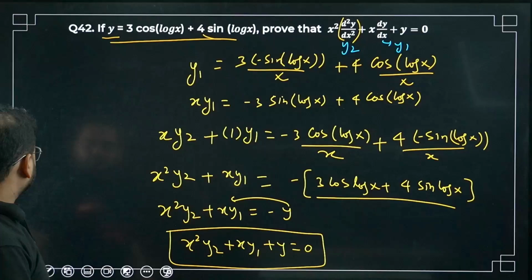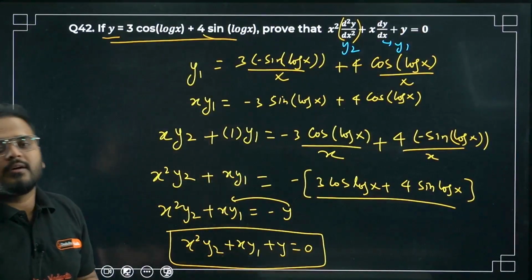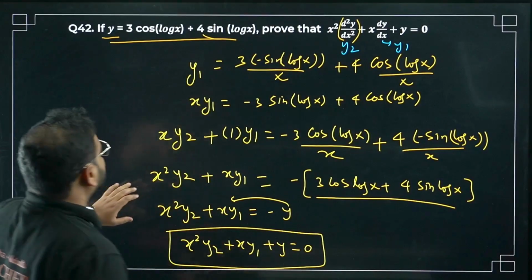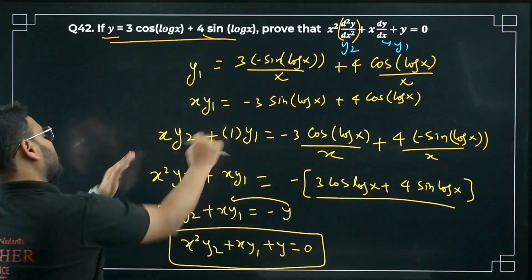Okay, let's move on to question number 43. This part is clear. 42, very simple problem. I hope all of you got it. Yes? Okay. Simple, sir. Only two rules are used over here. One is the chain rule, the other is the product rule on the LHS side.